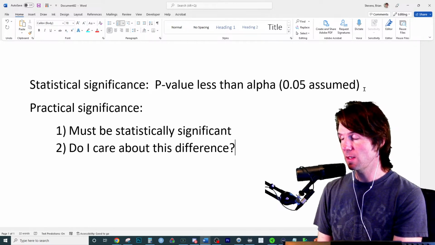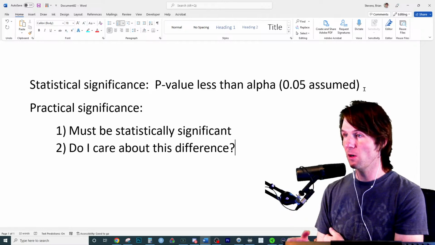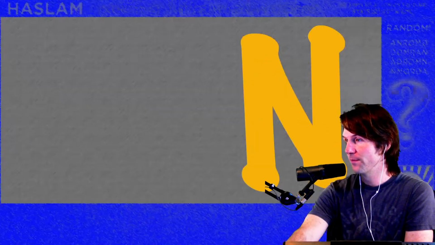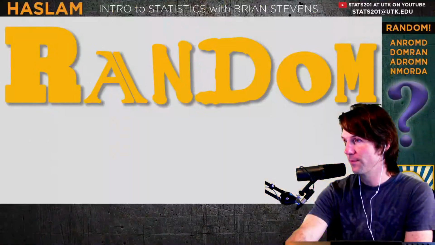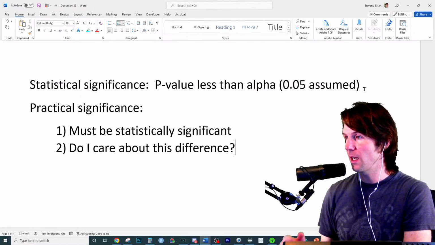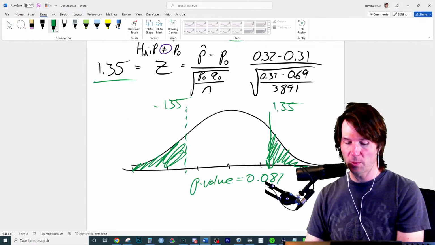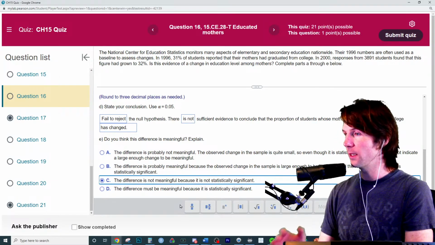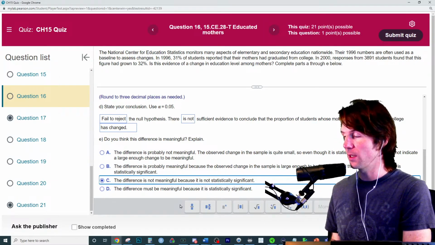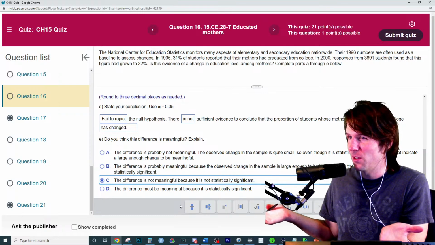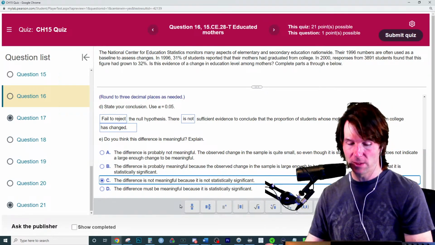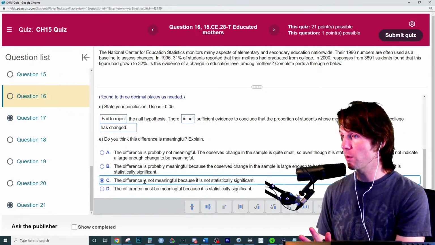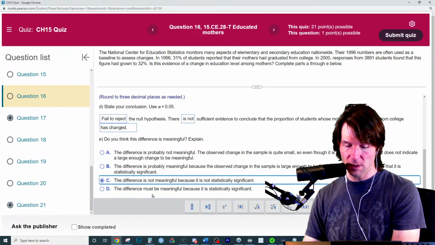Things that are not statistically significant are differences that are likely due to what? Like my version of the problem, the differences I saw are likely due to random chance. Like it's just random chance differences, so that can't be practically significant. So for my version, the difference is not meaningful because it is not statistically significant.